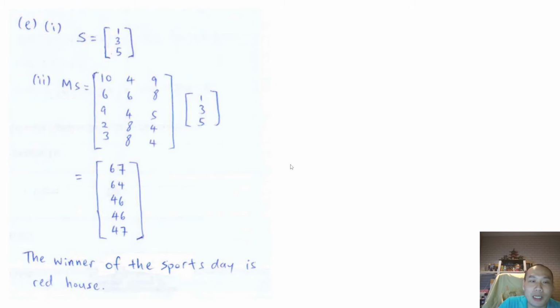Okay, so you multiply in this way. This is what you get. So that's the score. Again, each row represents a house, right? And then the column now is actually the score over here. The column, the meaning of the column for the second matrix here.